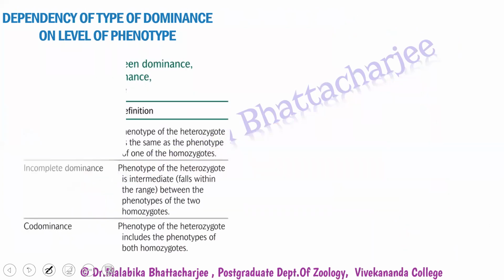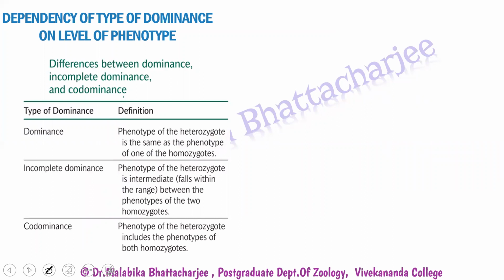Now, let us come to the definition of dominance and incomplete dominance. As I said, we saw that the phenotype of the heterozygote is the same as the phenotype of one of the homozygotes. The homozygote with which the phenotype of the heterozygote is similar becomes the dominant allele. In the case of incomplete dominance, what do you observe? The phenotype of the heterozygote is intermediate, falling between the phenotypes of the two homozygotes. That we observed, and we saw the case of eggplant.